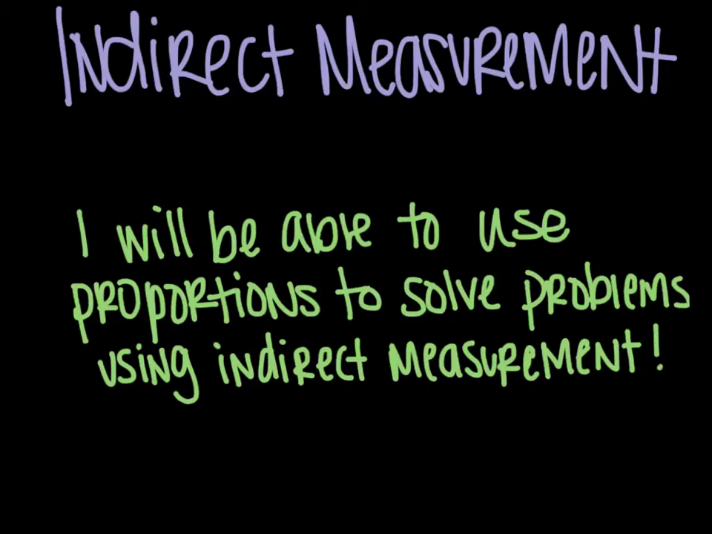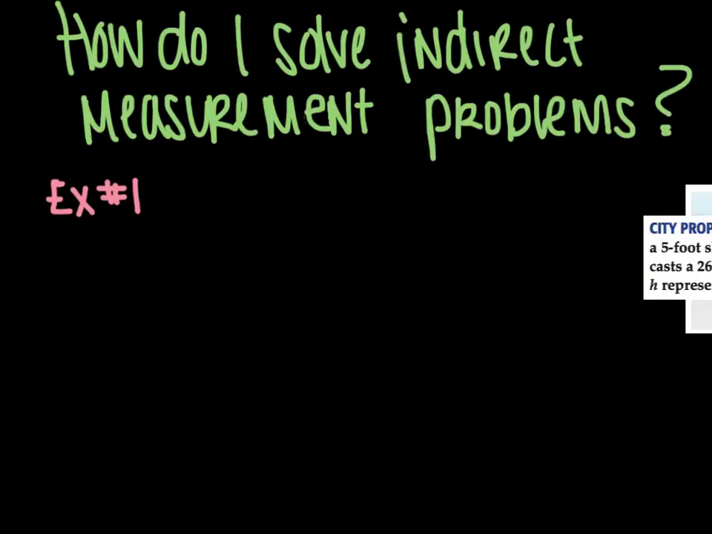You will be using proportions once again to solve problems that involved indirect measurement. The one and only question we are answering today is, how do I solve indirect measurement problems? Most indirect measurement problems have to do with shadows, and so drawing pictures is actually going to be a great way to solve these problems and make sure that you have it set up correctly.